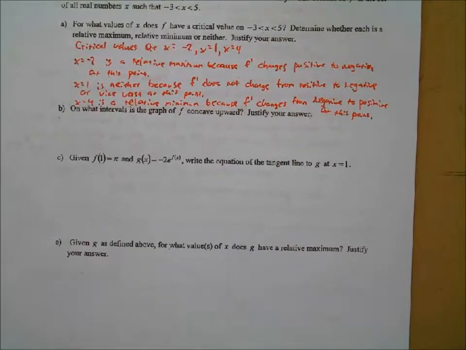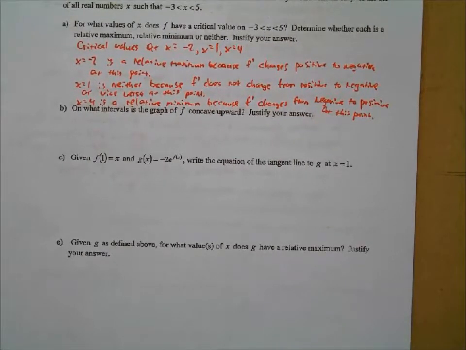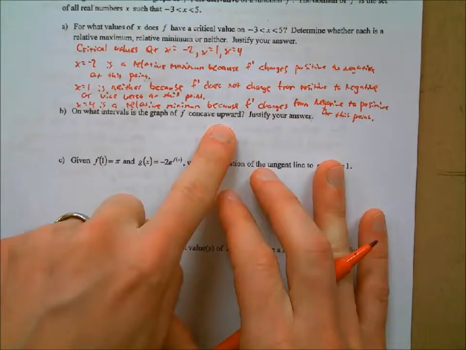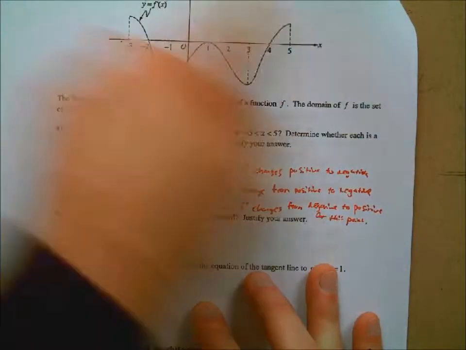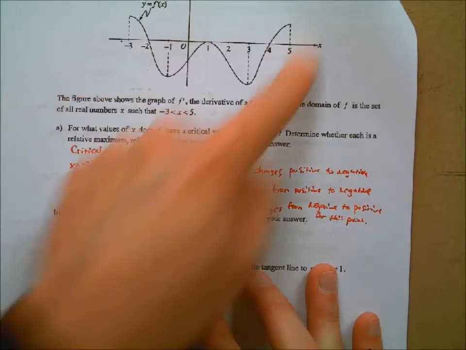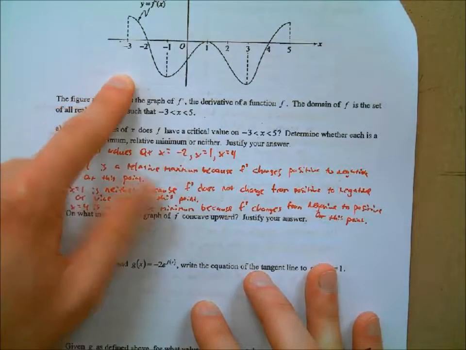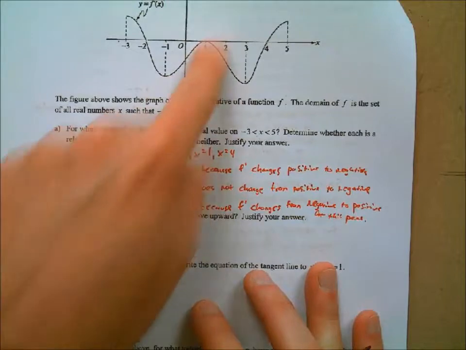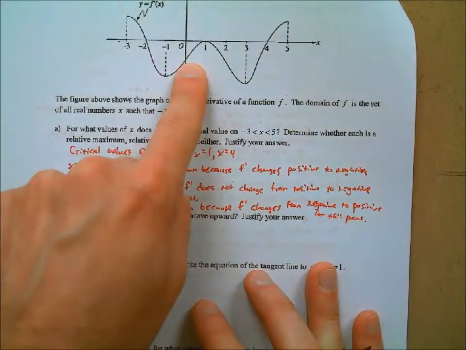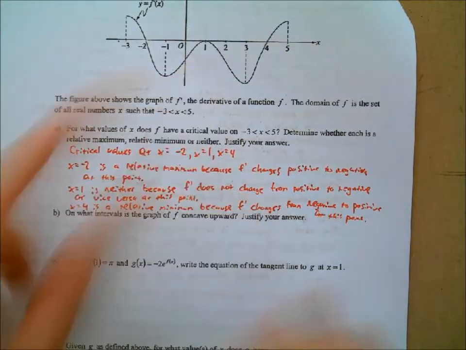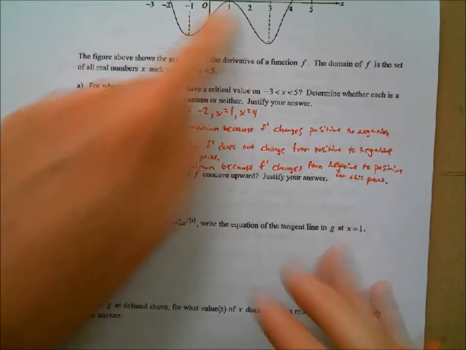Okay? So, next thing, letter B. On what intervals is the graph of f concave upward? So, for f concave upward, if we're given the graph of f prime, we want to know when f prime is what? Increasing. Because where f prime is increasing, its derivative f prime prime will be positive, and therefore f will be concave up. So we are increasing here from -1 to 1.